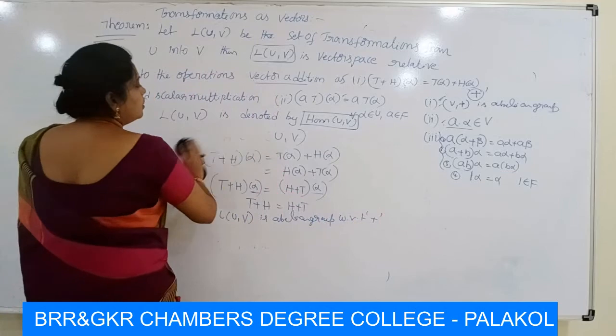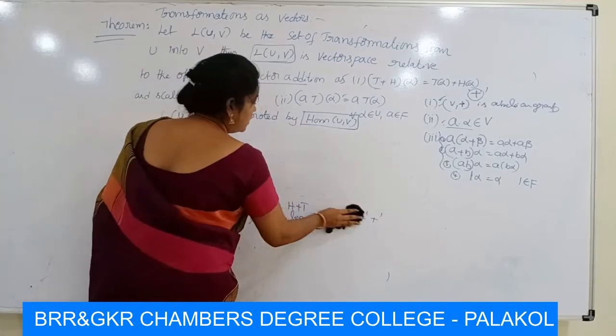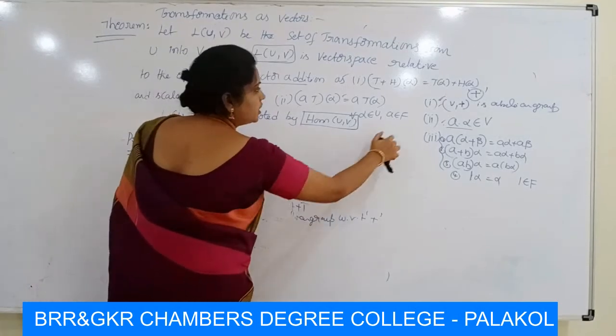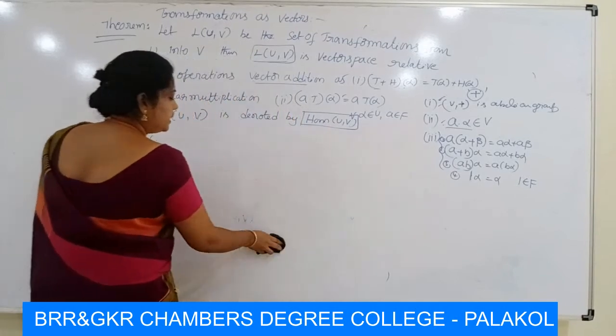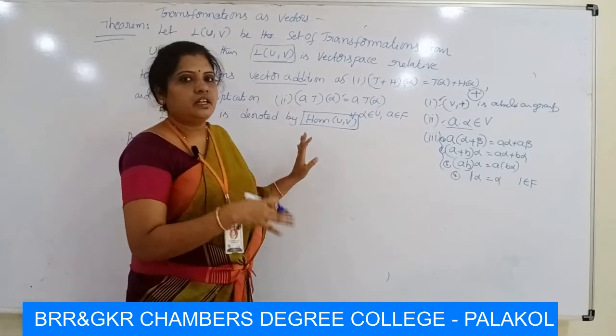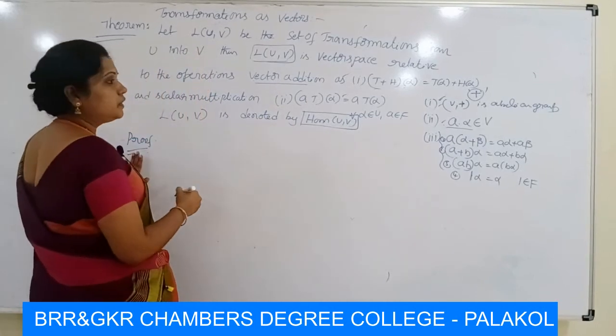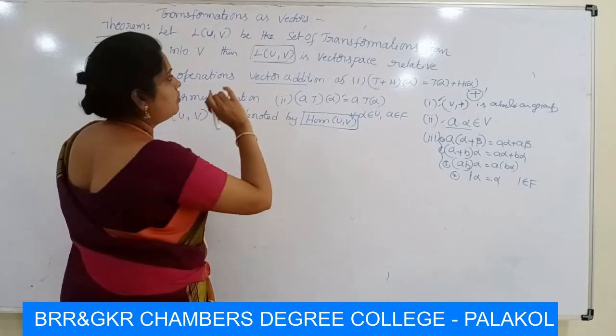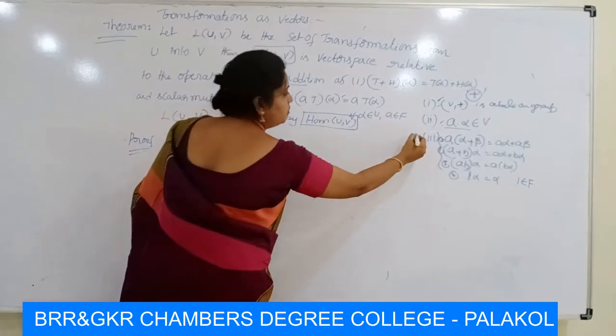So now we have to prove 4 postulates, because the second property is already proved, that is, the scalar multiplication with a transformation is a transformation. So scalar multiplication is closed in L of UV. Now we have to prove 4 postulates.